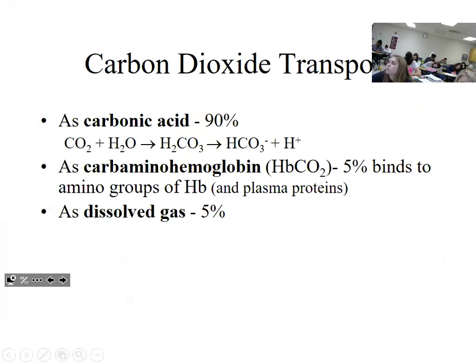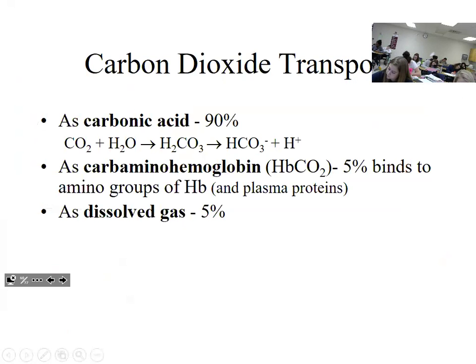And then I want you to write a little arrow from carbonic acid, and write HCO3 anion. It's a little anion. You see that negative sign there? So this molecule of HCO3 anion is bicarbonate. That's bicarbonate.